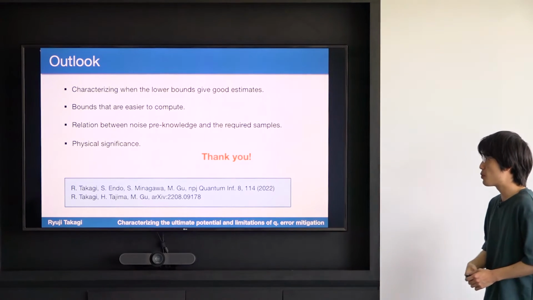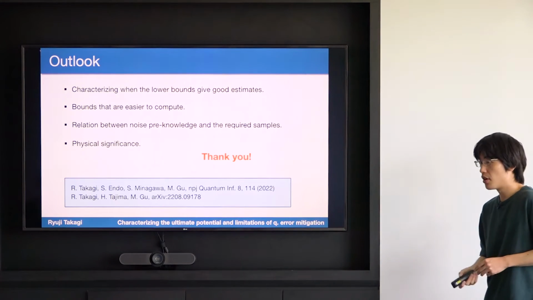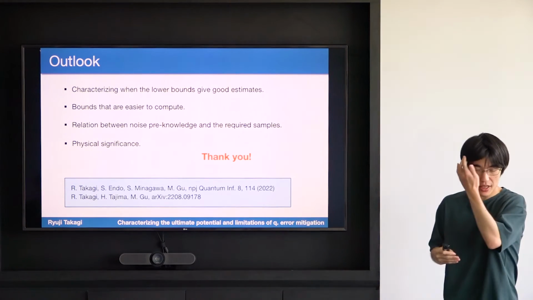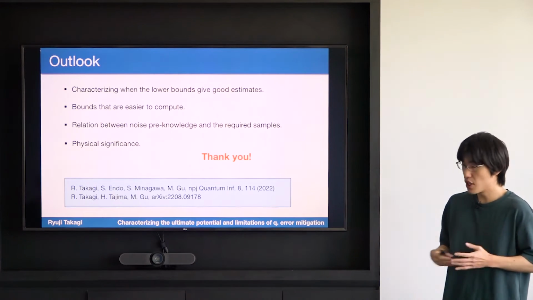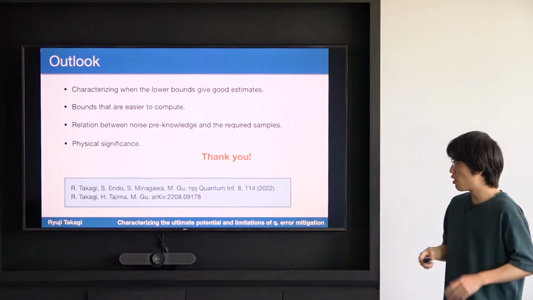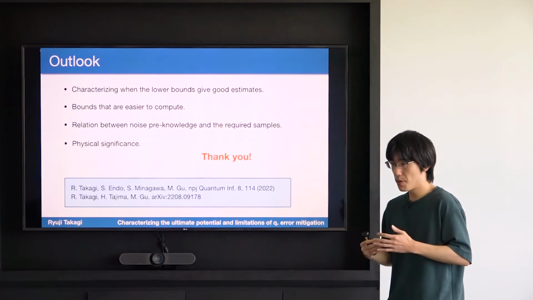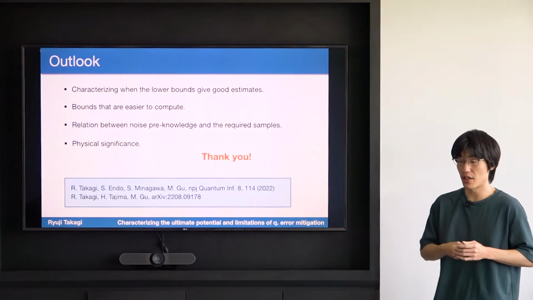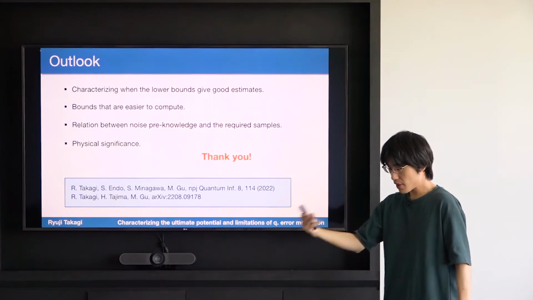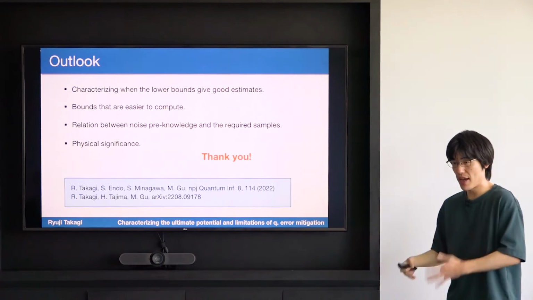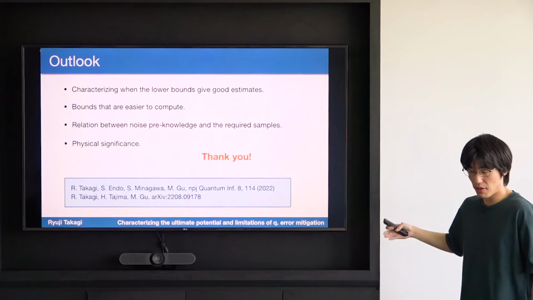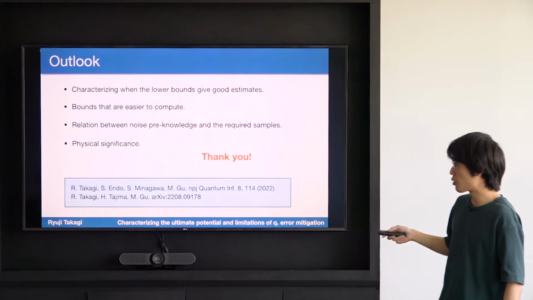Characterizing a relation between the noise pre-knowledge and the required samples is another important problem, I think. So the probabilistic cancellation, if you want to get this unbiased estimator, then you need to know the description of the noise. So this is usually a hard thing to do. So what is the precise relation between the knowledge that you already have about the noise channel, and what is the cost that you have to pay with respect to the obtained information about the noise? Characterizing that quantitatively would be an interesting problem.